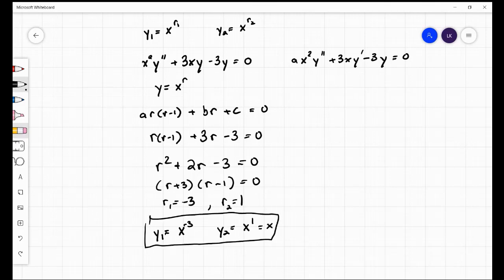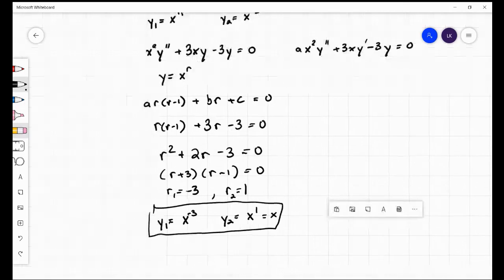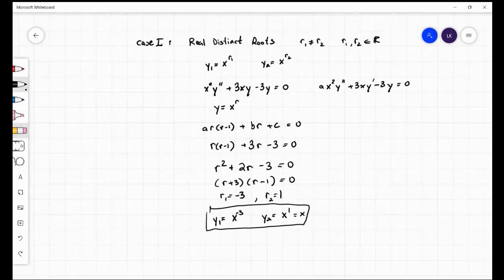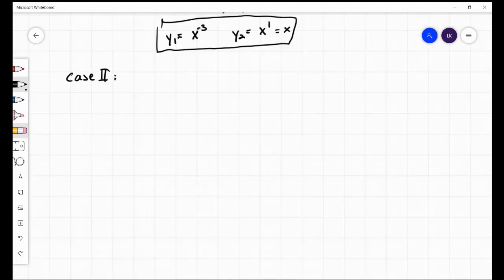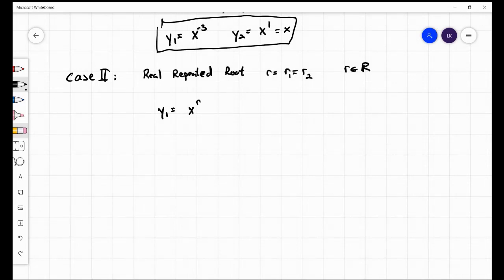All right, so next, we just did the case of real distinct roots. So case 2 is going to be, obviously, a real but repeated root. So here we have a real repeated root. So we're going to get that R1 and R2 are the same, but real. We can just call that R. So in this case, your fundamental solution set will be x to the r, and then y2.